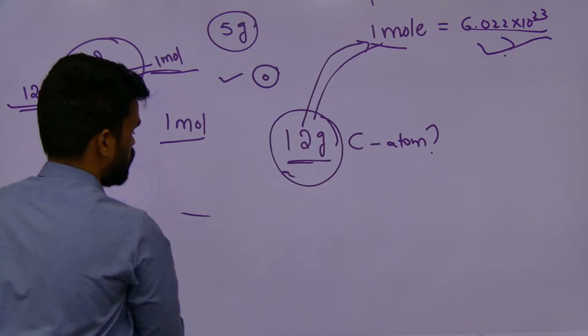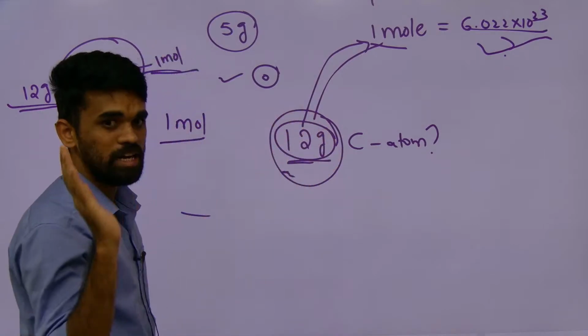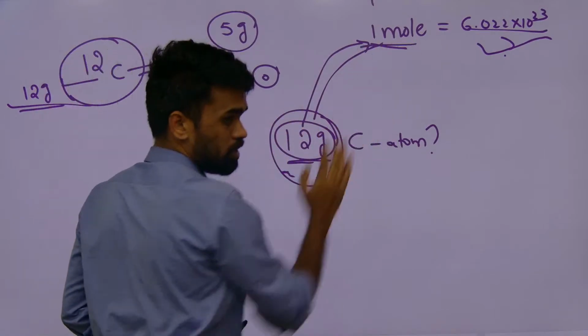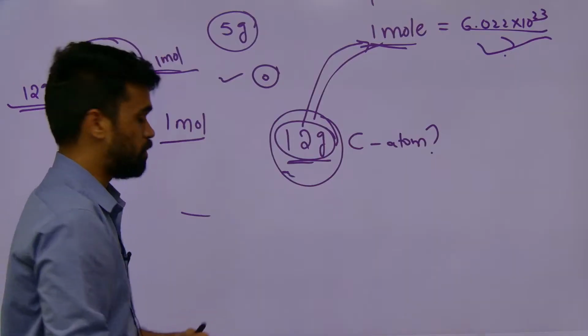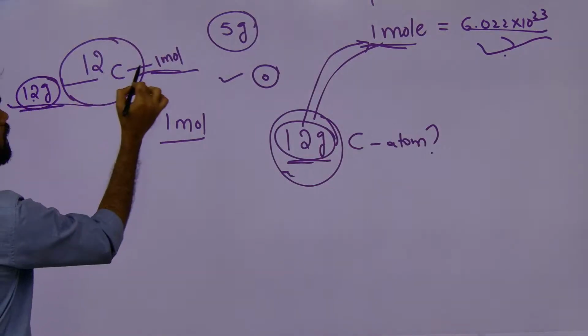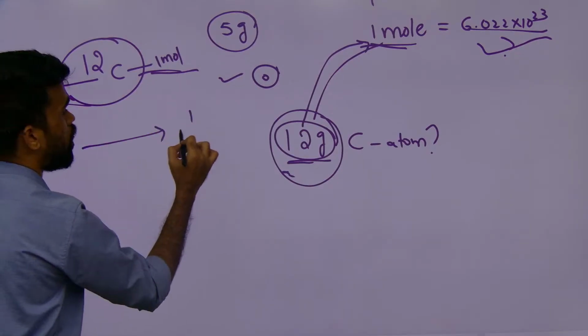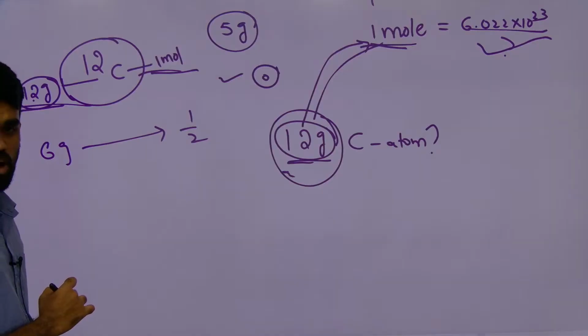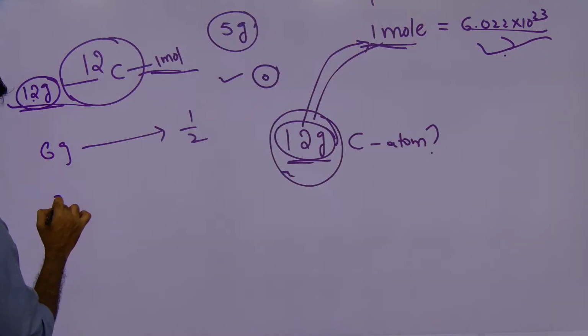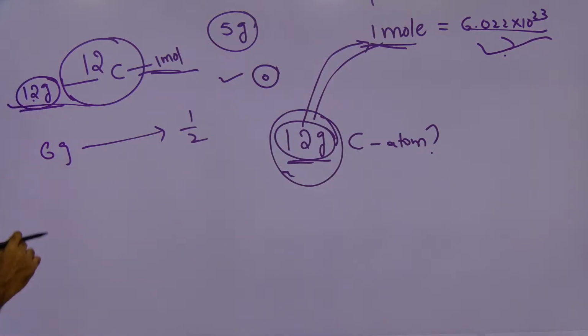So whenever I say 12 grams of carbon, what you should blindly fix is 1 mole. How did they get this as 1 mole? Because when they took 12 grams, they got 1 mole, and when they took 6 grams, they got half mole. When they took 3 grams, they got some other number. So how are they getting all these things?